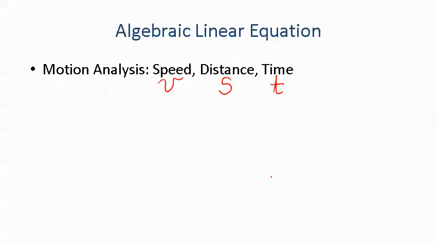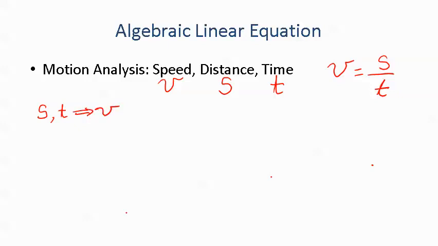The relationship between these three parameters is as follows. The velocity, or the speed, is the distance traveled divided by the time required to travel that distance. So if one knows the distance traveled and the time required to travel that distance, one could find out the speed by which the motion took place.